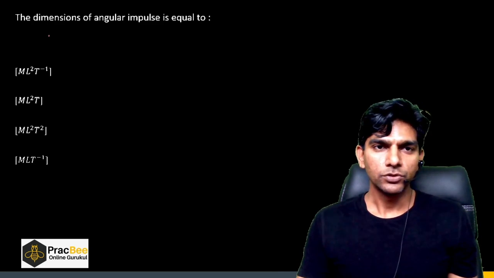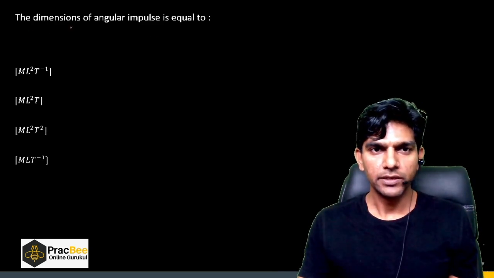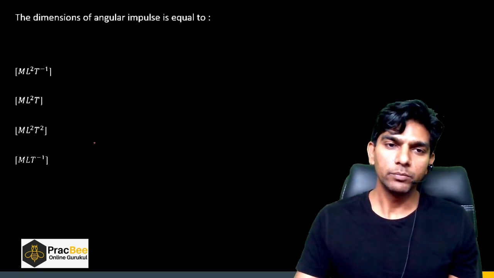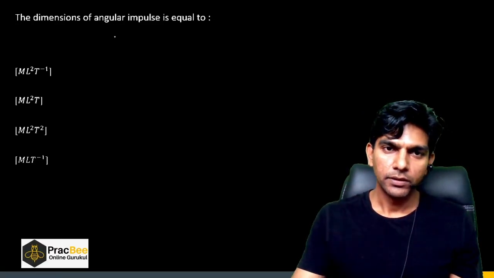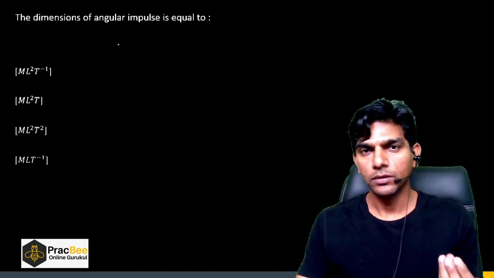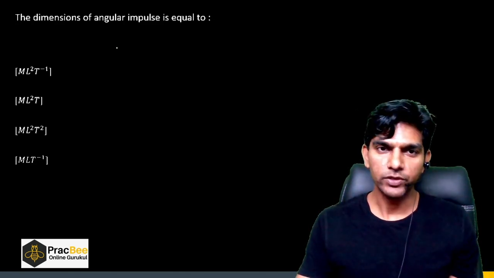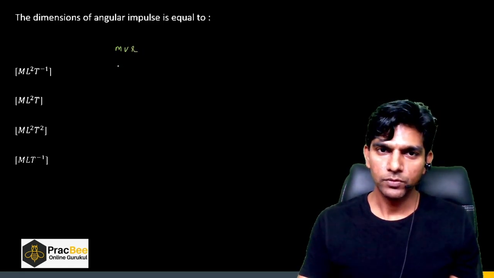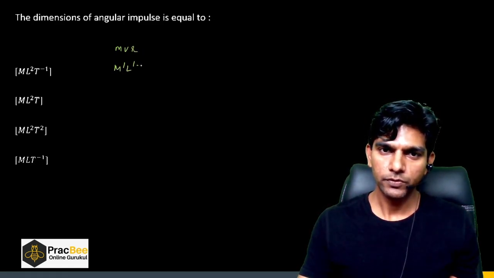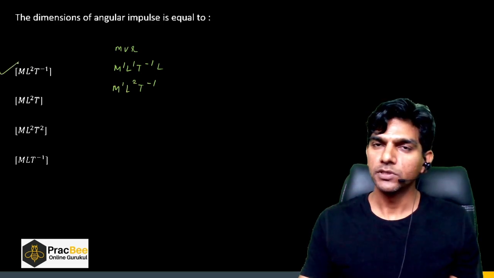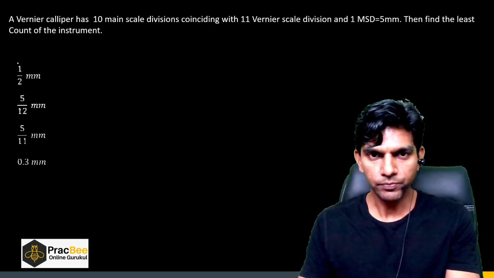So first question is from dimension analysis. The dimension of angular impulse is equal to. So we know that angular impulse is nothing but the change in angular momentum. And angular momentum of a point particle is mvr. So we can use this formula, right? So mvr will be M raised to 1, L raised to 1, T raised to minus 1 times L. So this will be M raised to 1, L raised to 2, T raised to minus 1. So option 1 is the right answer. So again, very standard problem.